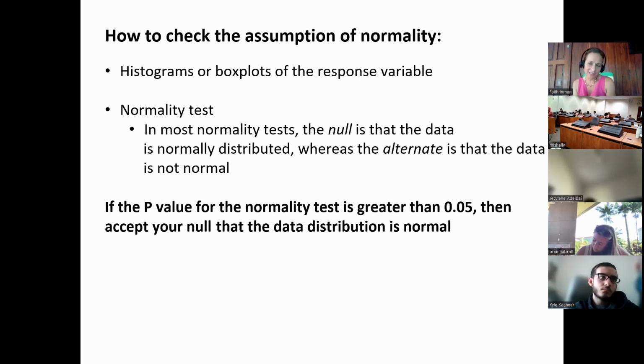The null hypothesis for the normality test is that the data are normal. The data distribution is normal. The alternative is that the data is not normal. So here's a situation where you're actually hoping that your p-value is greater than 0.05. You don't want to reject the null hypothesis. You want normal data because that just makes it easier. You can use the parametric statistics, right?